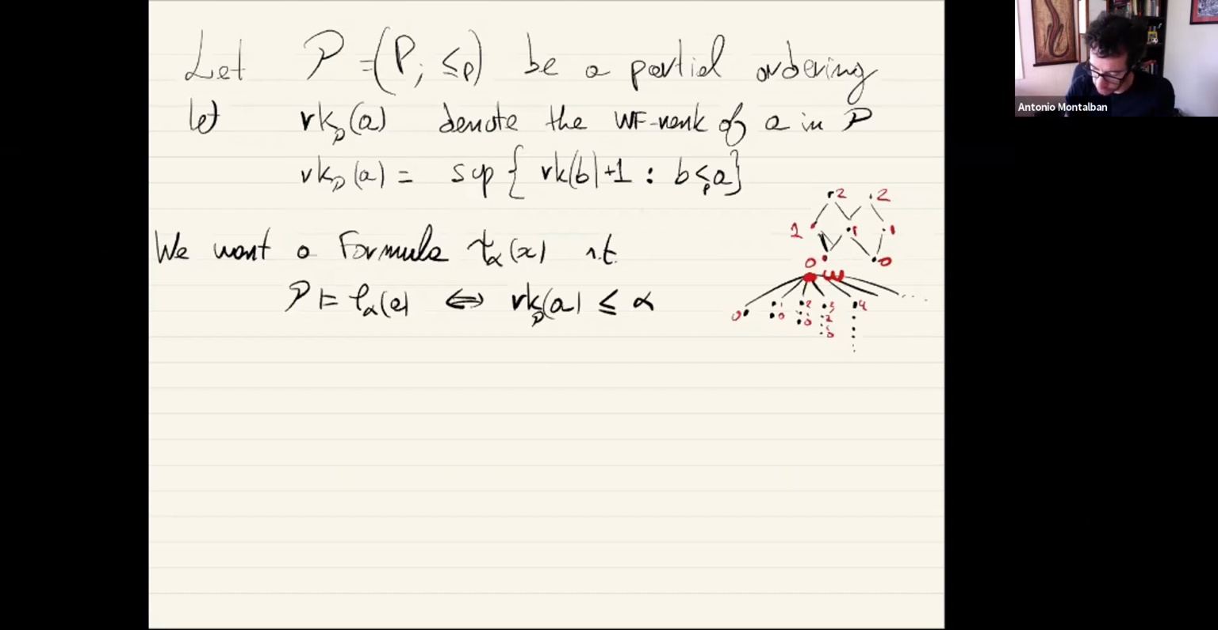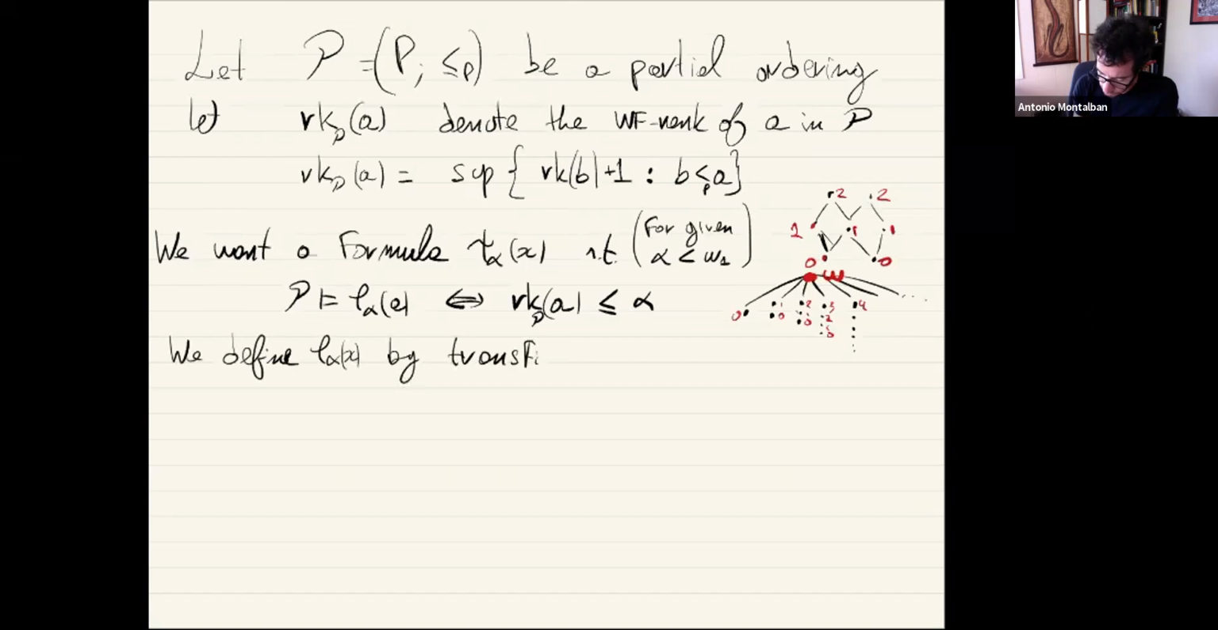And alpha is an ordinal. So this is for a given alpha below omega 1, an ordinal. So the way to write this formula is, we define these formulas phi alpha of x by transfinite recursion. So we assume we have already defined all the previous ones, all the ones below alpha, and we use them to define phi sub alpha. That's what transfinite recursion means.